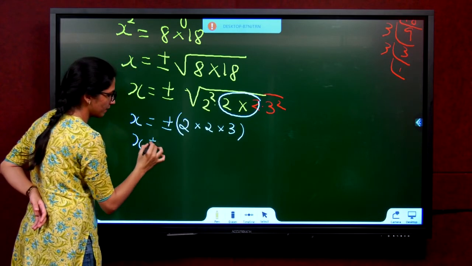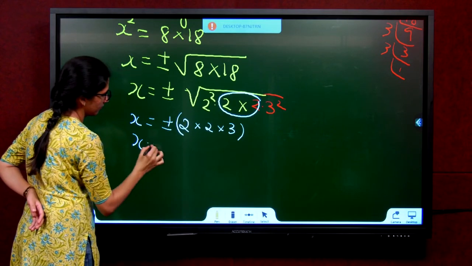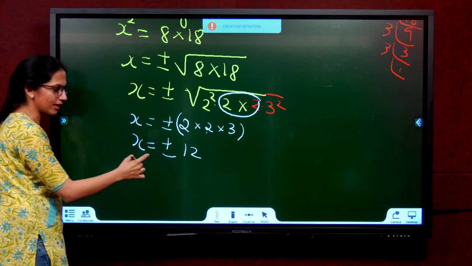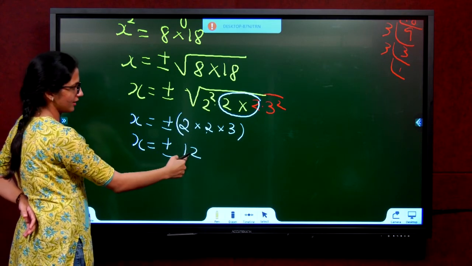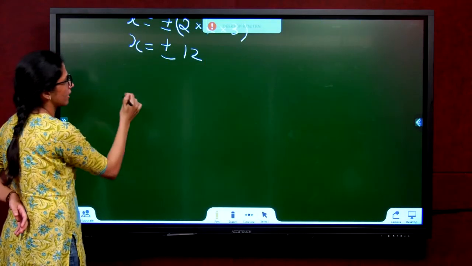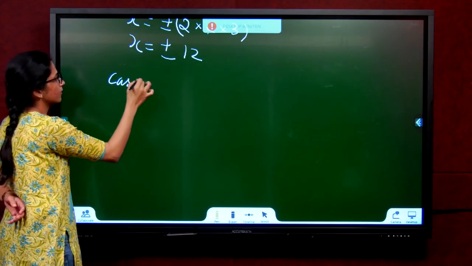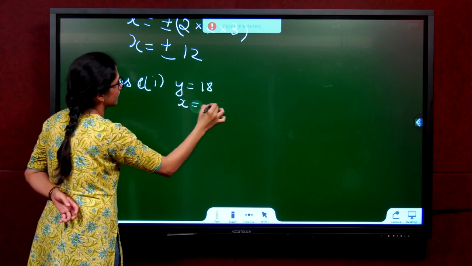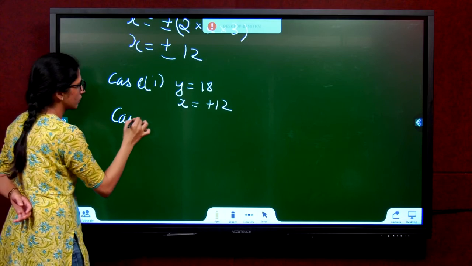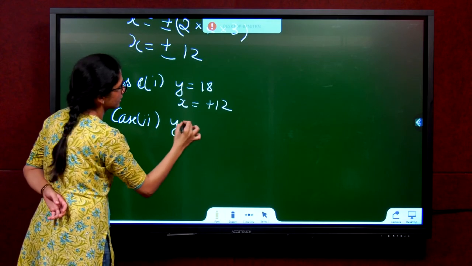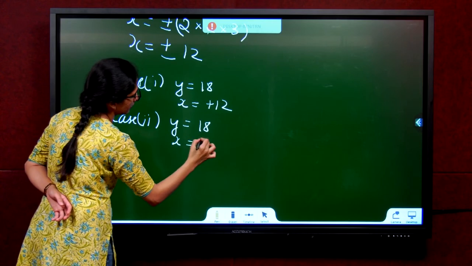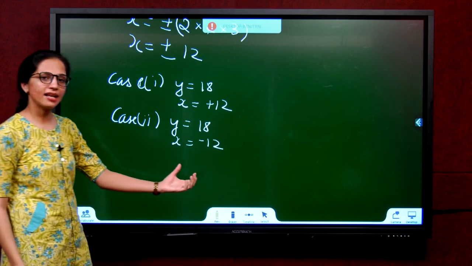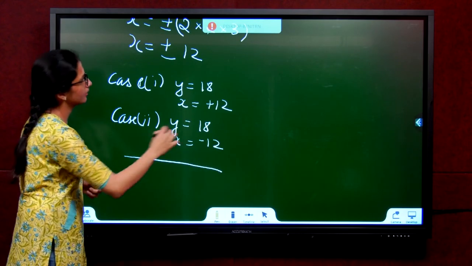x is equal to plus or minus, 2 2s are 4, 4 3s are 12. So you can have two cases, x equals plus 12 or x equals minus 12. So therefore, what are the two answers? Case 1, y is equal to 18, x equals plus 12. Case 2, y is equal to 18, x equals minus 12. So the two numbers can be 18 and 12 or 18 and minus 12. That should be your conclusion statement, and that's the answer.